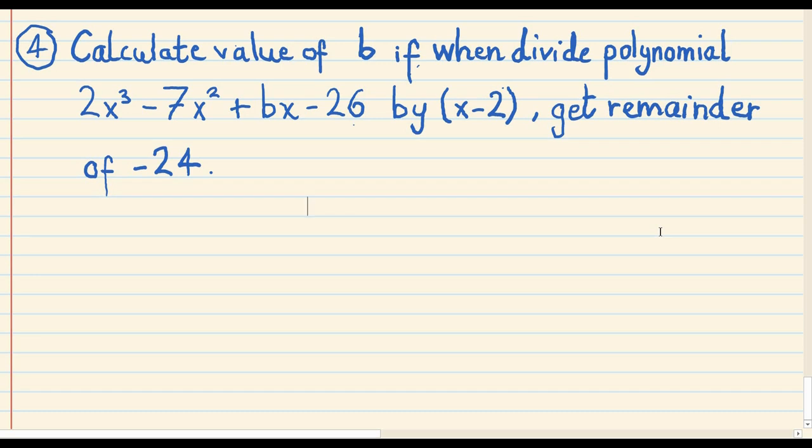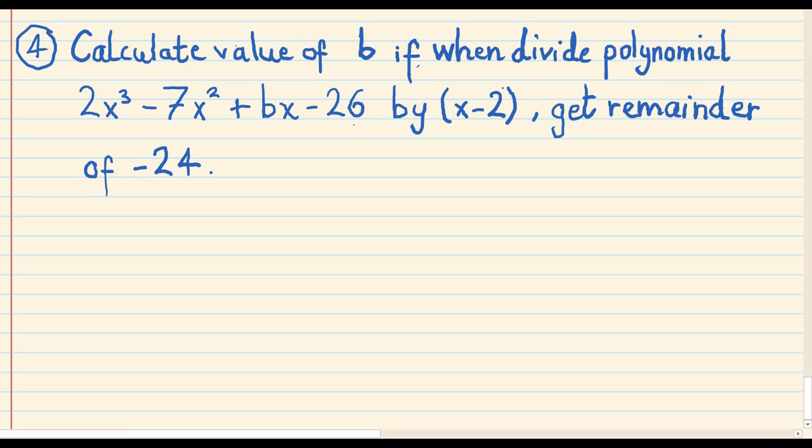The question is, calculate the value of b if, when divided by the polynomial 2x cubed minus 7x squared plus bx minus 26 by x minus 2, you get the remainder of negative 24. The approach for solving this is very similar to how we did before. We go step by step.